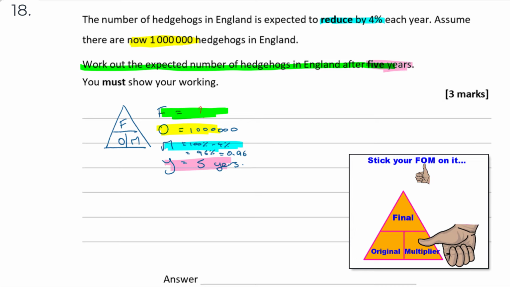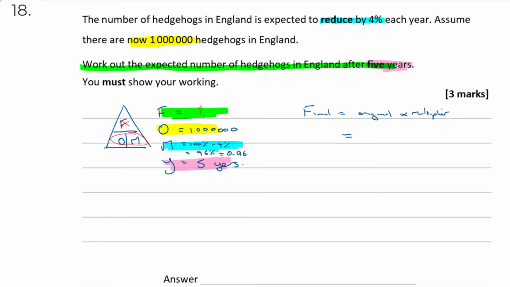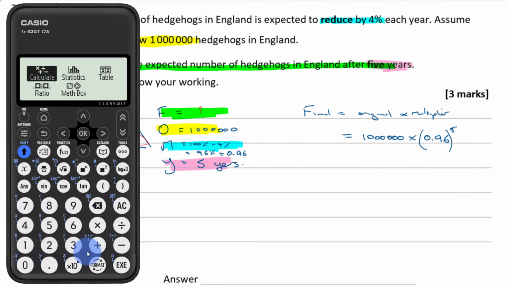So then, covering up the thing I want to find, the final, it tells me what to do with the other two. It's the original times the multiplier. So final equals original times multiplier, which is 1 million times by 0.96. And I'm going to raise that to the number of years, which is 5. Okay? So what is that then?